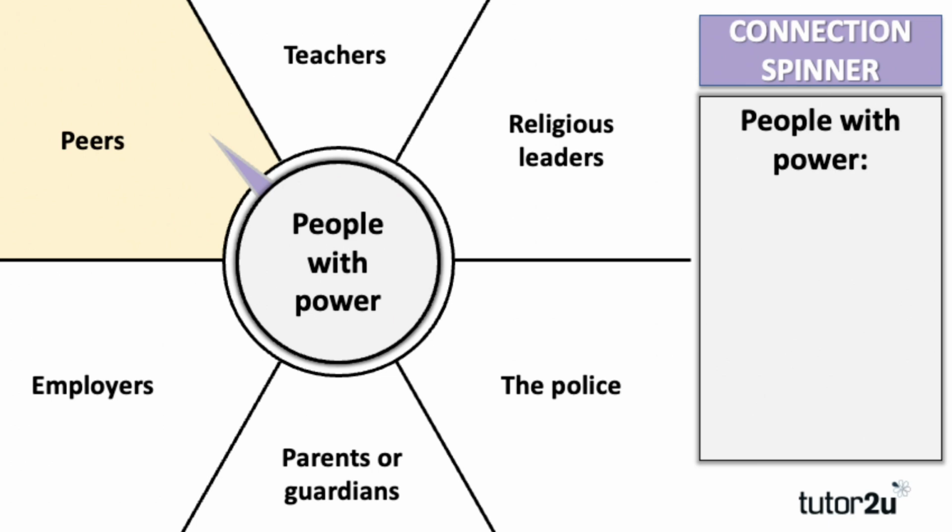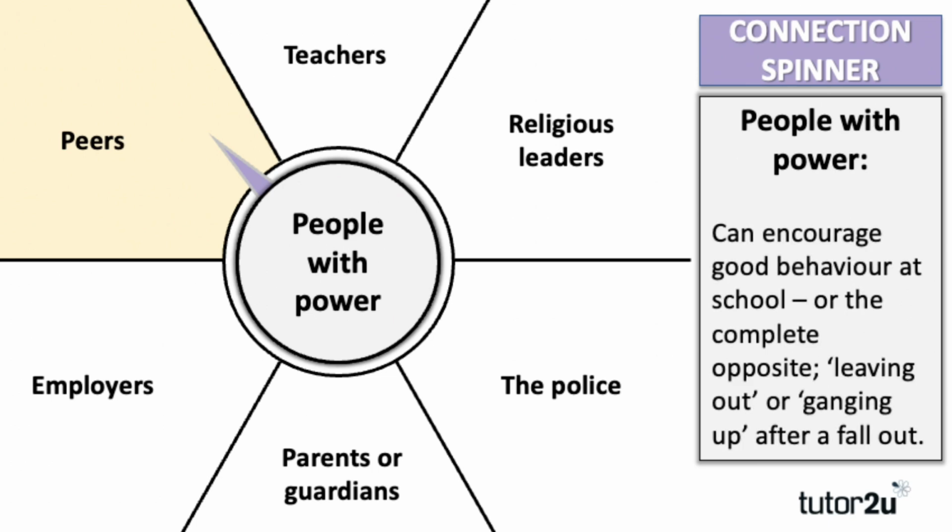You may want to pause the video. So how do peers have power? So pause if you haven't done so and you need a bit more time. Let's reveal the answer. So they can encourage good behaviour at school, or obviously they can do the complete opposite. They can encourage you to get involved with all sorts of antisocial behaviour. They can use sanctions such as leaving someone out or ganging up after a fallout as well.